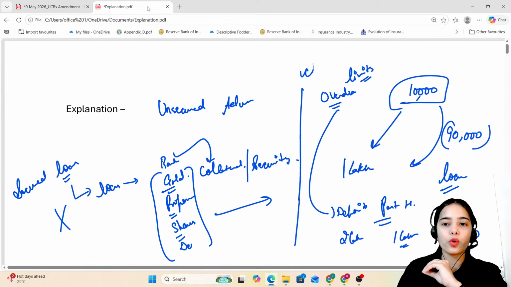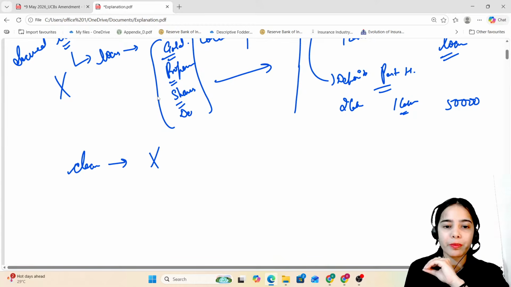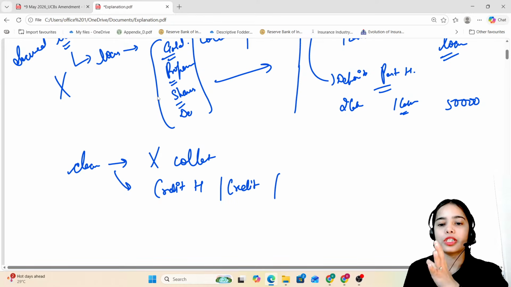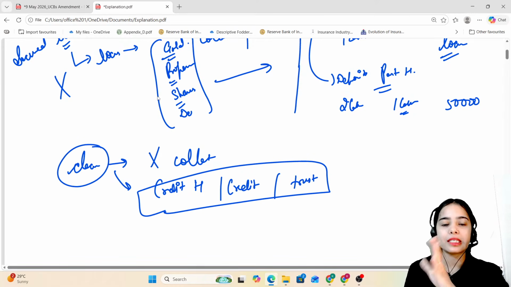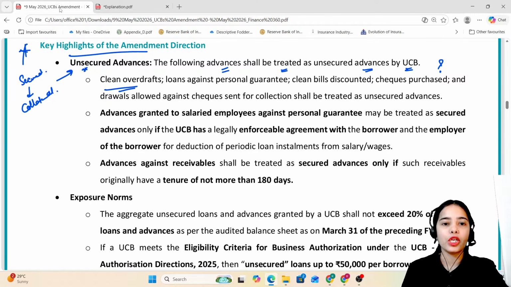Now what is clean overdraft? Clean here means that it is not backed by any collateral. Clean means because of your credit history, because of your creditworthiness, as well as just on the basis of the trust, the bank is providing you this overdraft. So clean means it is not backed by any collateral, it is not backed by any security, just on the basis of the credit history, the bank history and the trust, the bank is giving you this overdraft. Okay, so that is the clean overdraft.